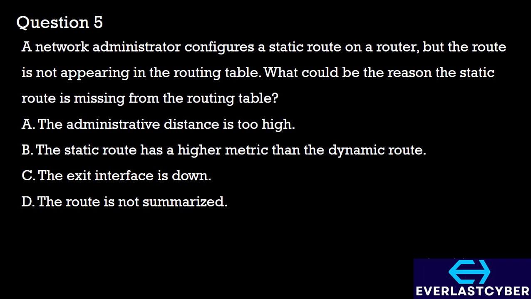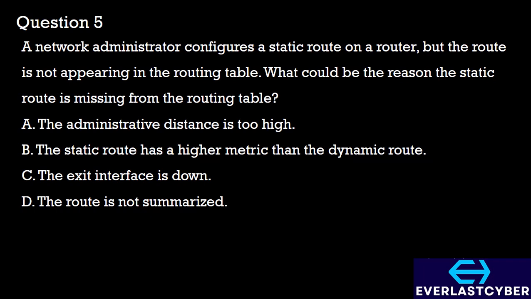For option A, static routes typically have a low administrative distance. So unless there's a manually configured high administrative distance, this is unlikely to be the cause. So the administrative distance being too high is not the reason the static route is missing from the routing table. For option B, static routes do not use metrics like dynamic routing protocols. So this option does not apply.